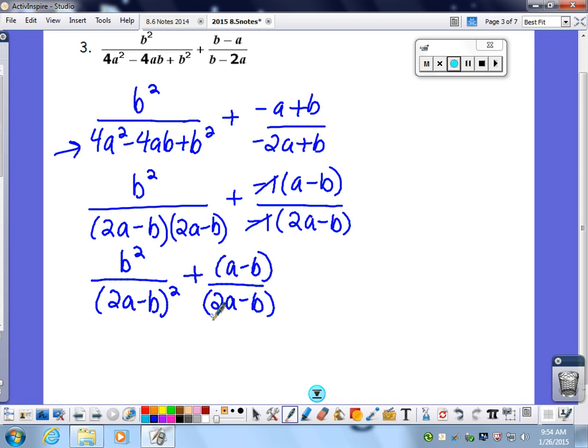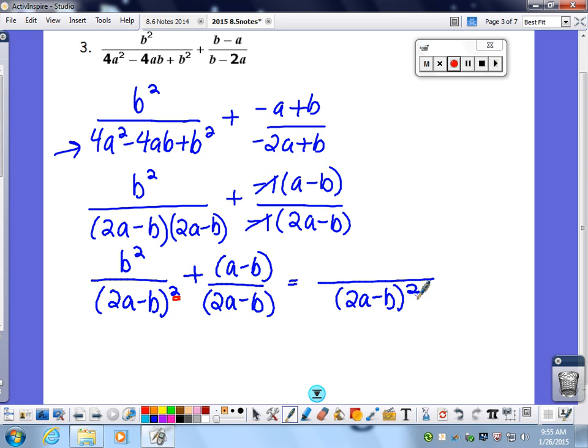Now we need to get our common denominator. We only have one factor, that 2a minus b. But notice here that it appears twice. So that's the largest number of times that it appears in a single fraction. So that means my common denominator is going to be 2a minus b squared.